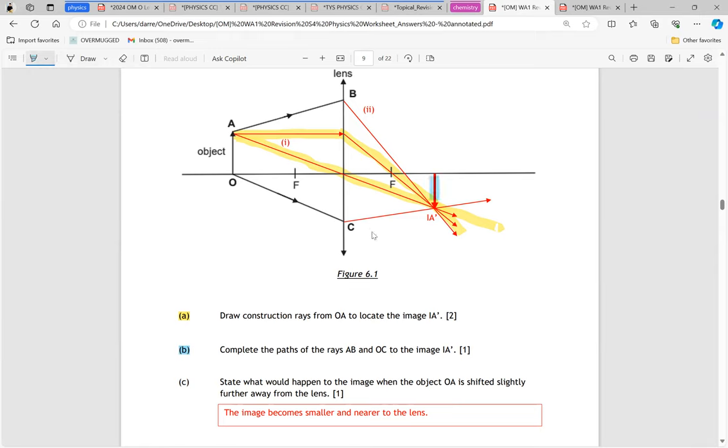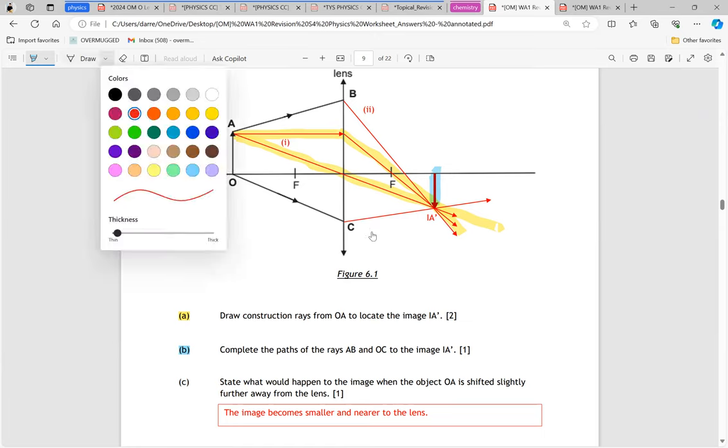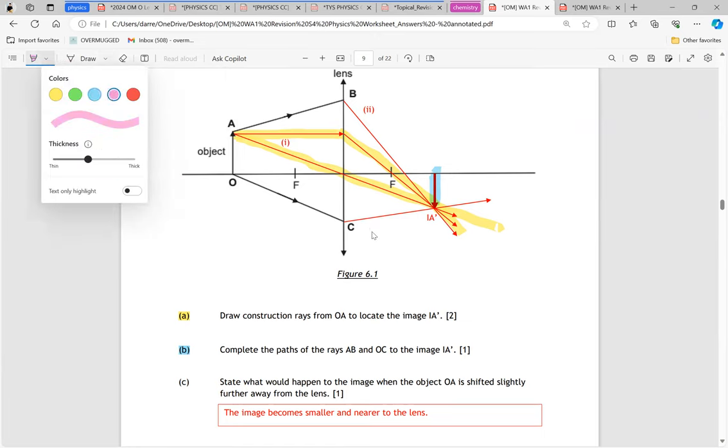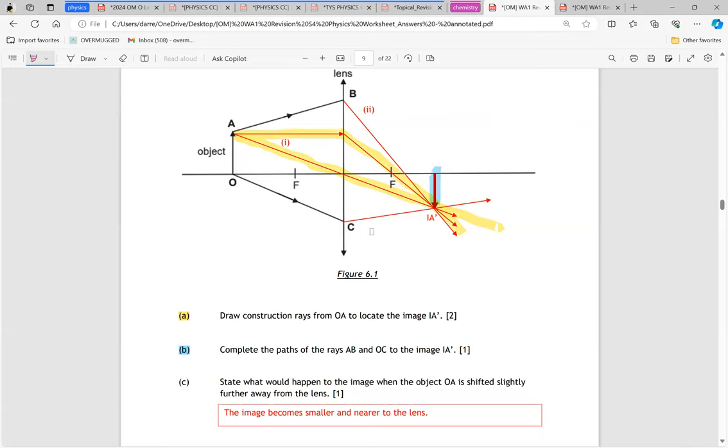So the image is always at the point of convergence. After locating the image, everything else is simple. Why do I say so? Because any light rays that passes through the lens originating from the object must go back to where the object is, to converge back to the object. Meaning, this light ray here, all right, can you see it's from the top of the object? It will converge to the top of the image.